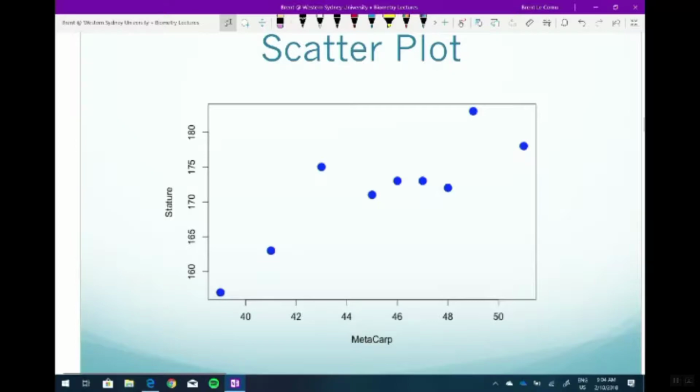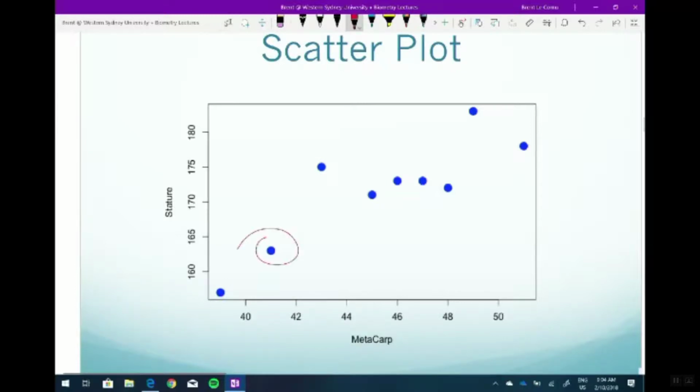And it's a way of representing the relationship between two quantitative variables. So along the horizontal axis, or x-axis as we often call it, we've got the length of the metacarpus, and then along the vertical axis we have their stature, their height. So every point is one individual. Every point is a single individual.